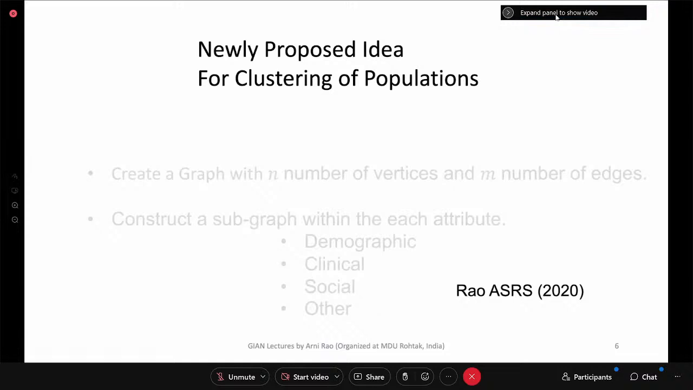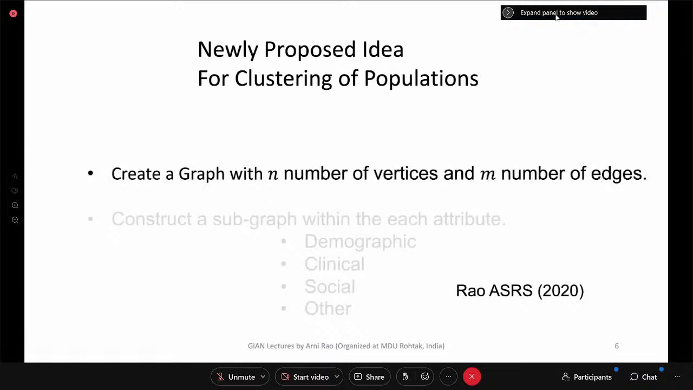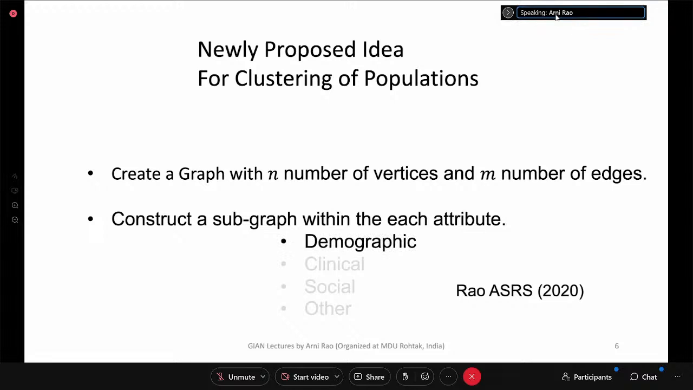The newly proposed idea is as follows. We create a graph with n vertices and m edges. Vertices, as you understood, are individuals, so one individual is one vertex. The contacts from one individual to another within the injection sharing network, the injection sharing group, are the edges.